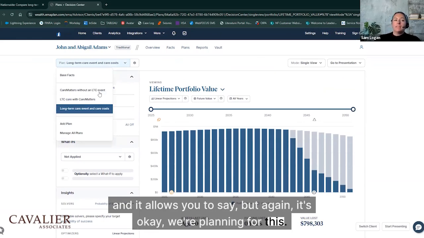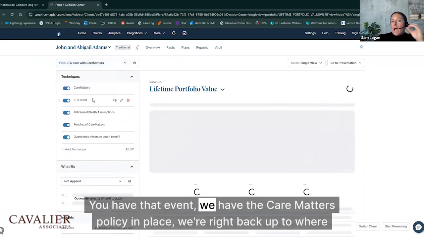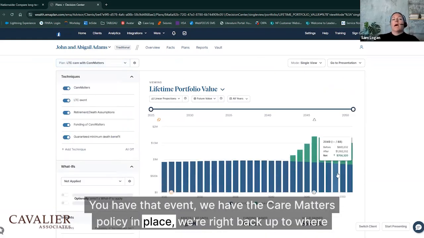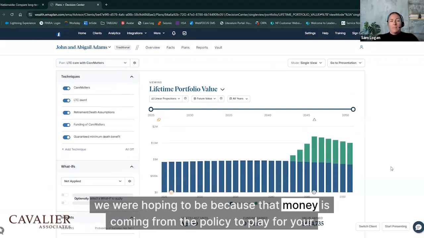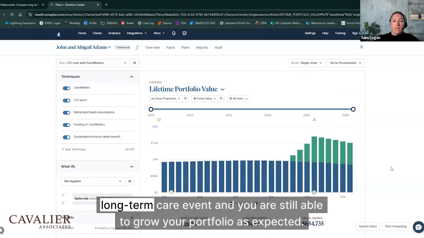And it allows you to say, but again, it's okay. We're planning for this. You have that event. We have the Care Matters policy in place. We're right back up to where we were hoping to be because that money is coming from the policy to pay for your long-term care event, and you are still able to grow your portfolio as expected.